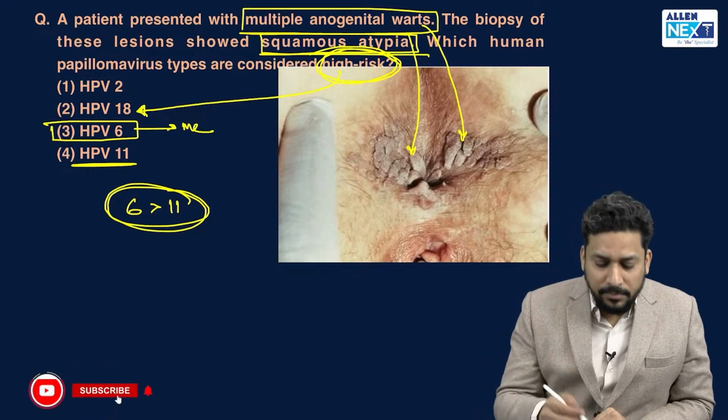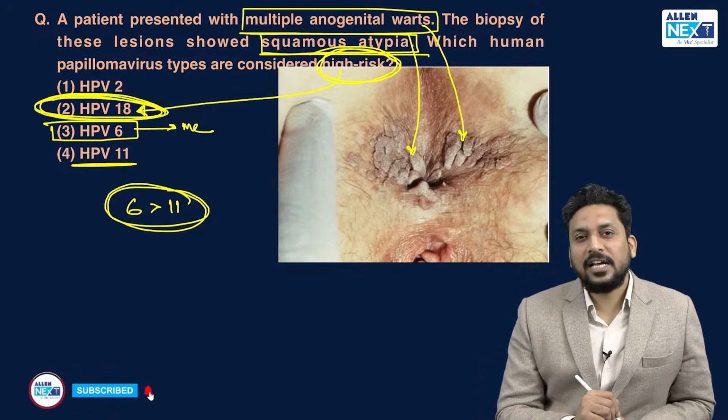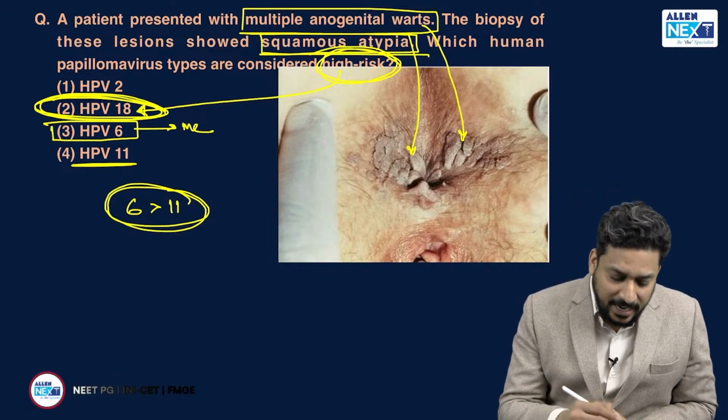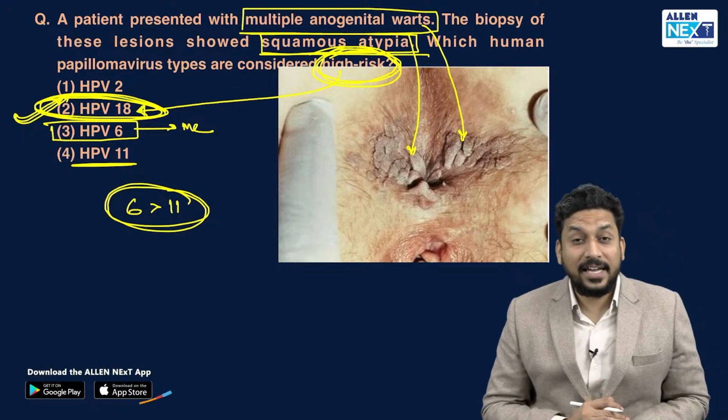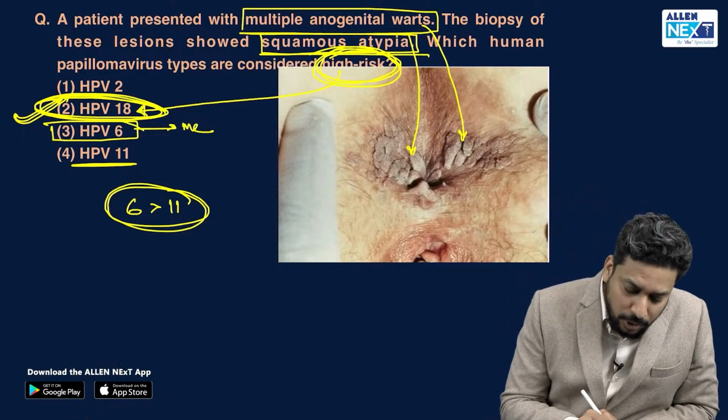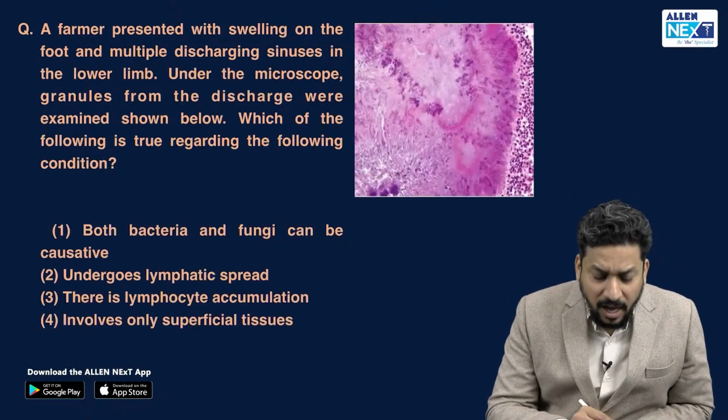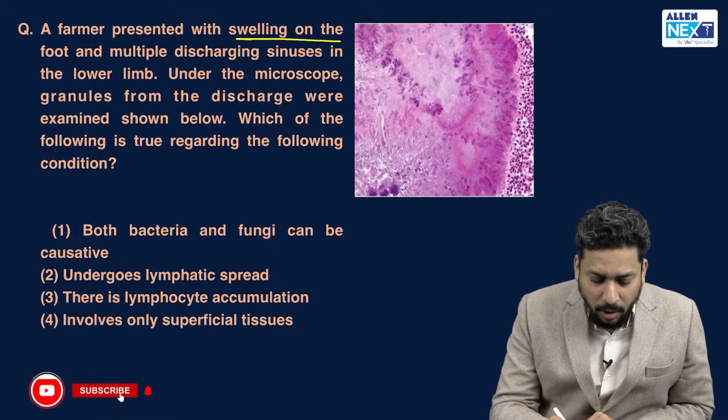Okay, so among them, the high risk is with HPV, human papilloma virus 18. So that's why the answer is 18, because they are asking about the high risk. But the most common is 6.